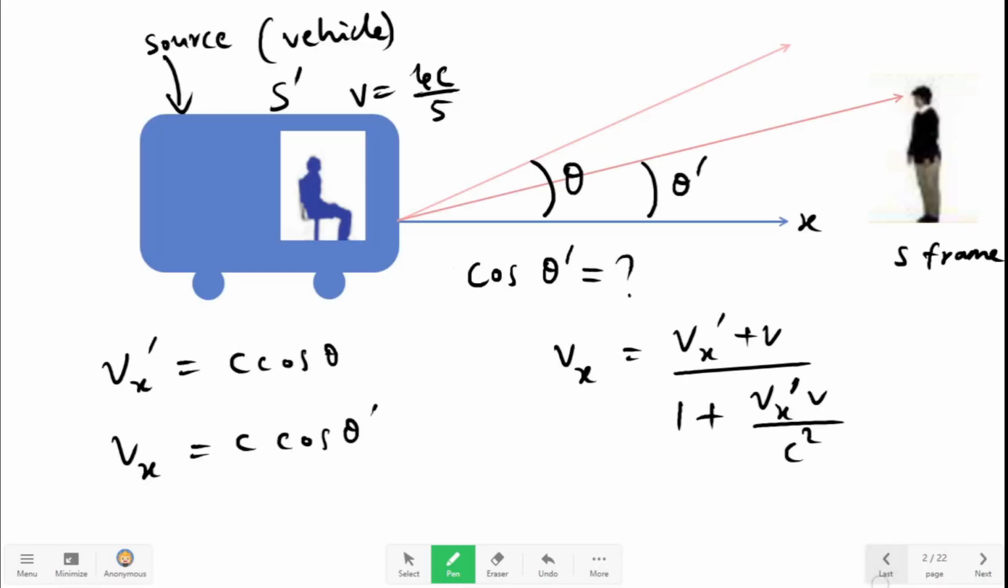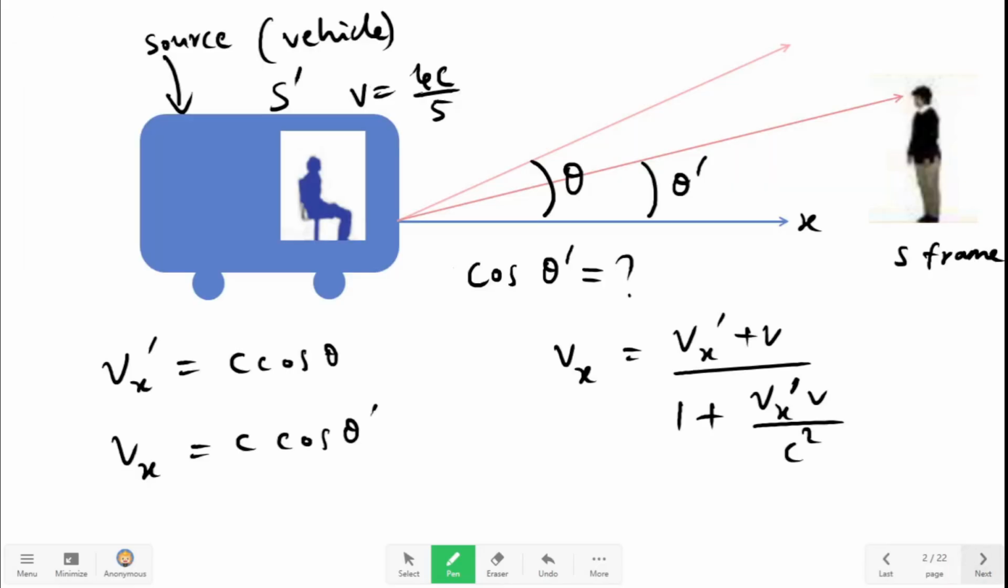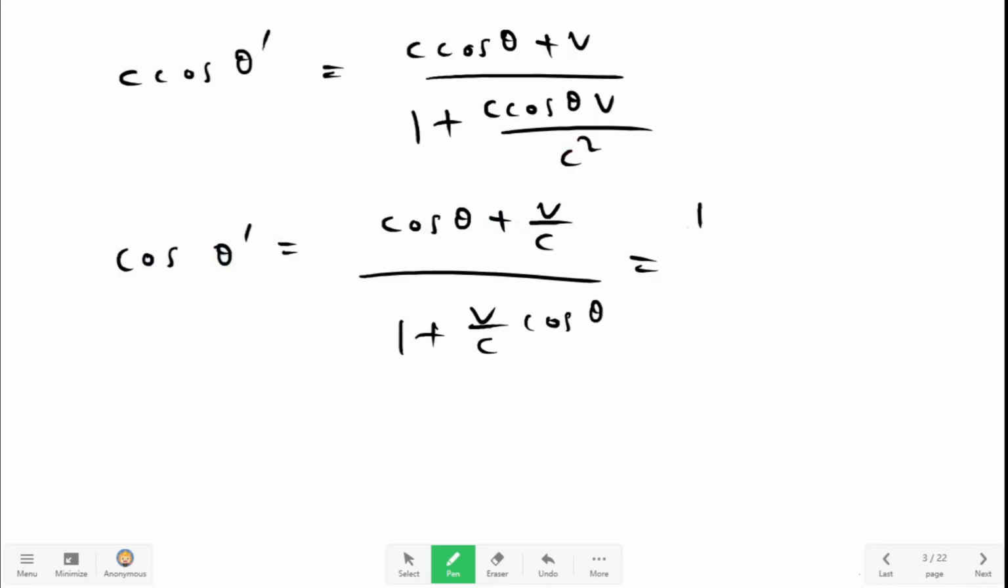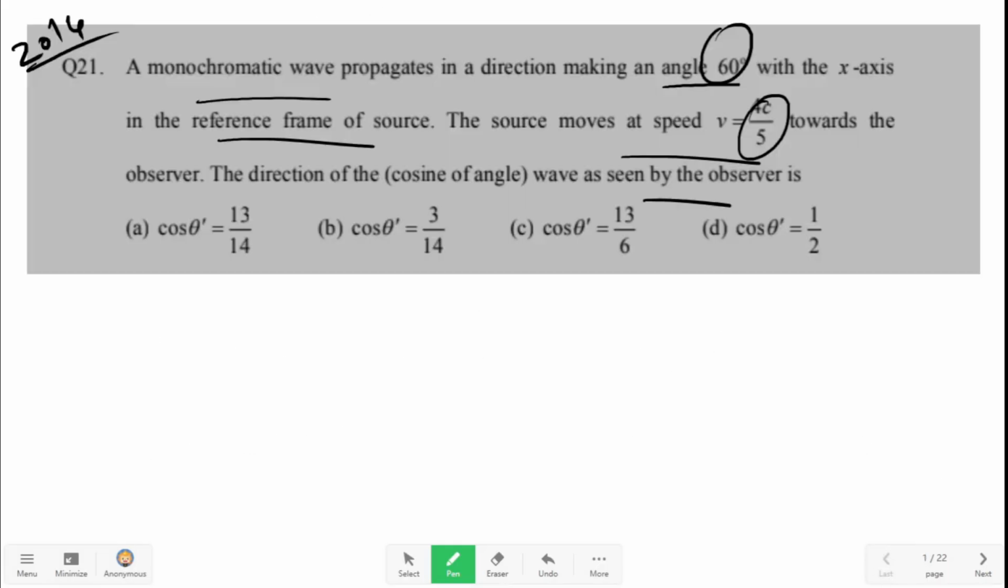Now you put the value of theta. Theta is 60 degree and V is 4c by 5. Put these values. Cos 60 is 1 by 2 plus V by c is 4 by 5, divided by 1 plus V by c is 4 by 5 times cos theta is 1 by 2. So we are getting cos theta prime is equal to 13 by 10 divided by 14 by 10, which is equal to 13 by 14. Therefore the correct answer here is option A.